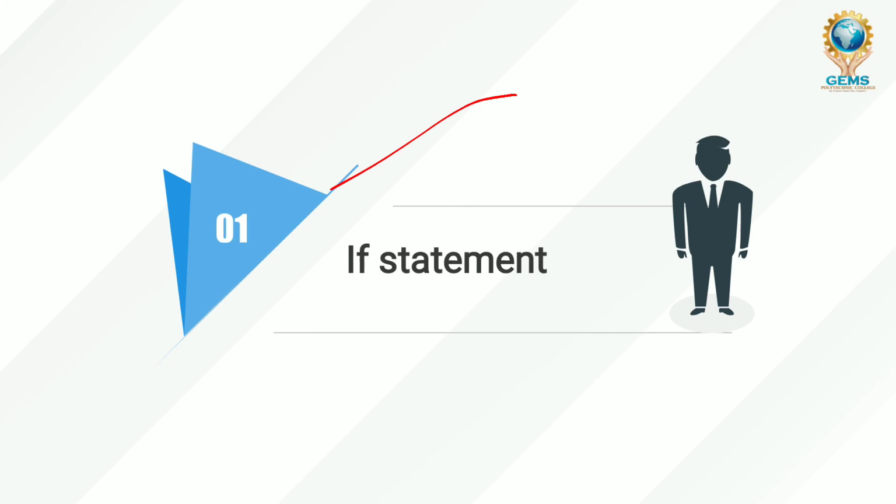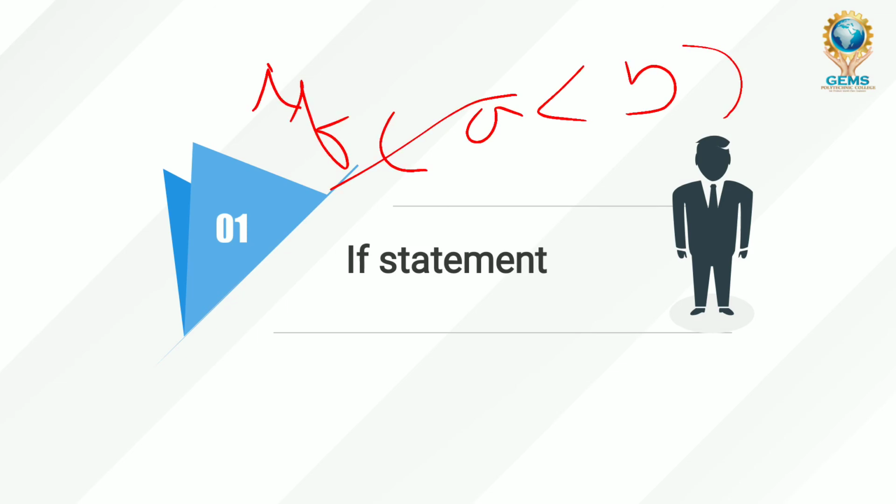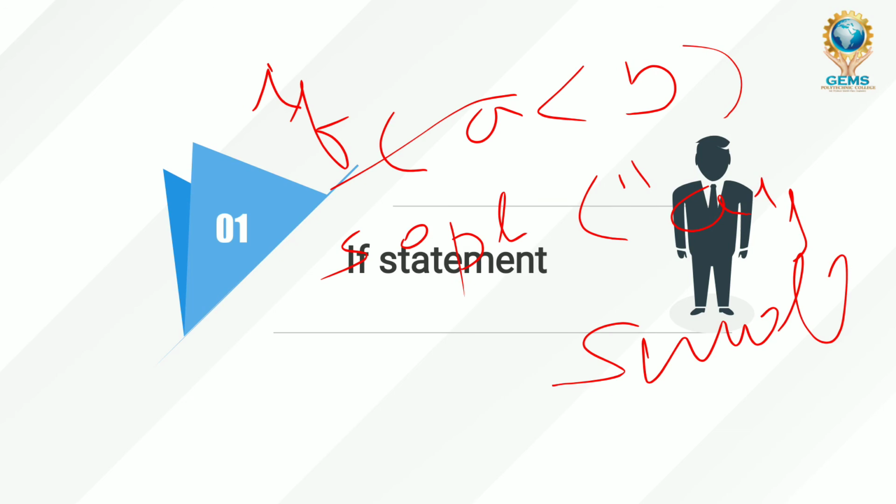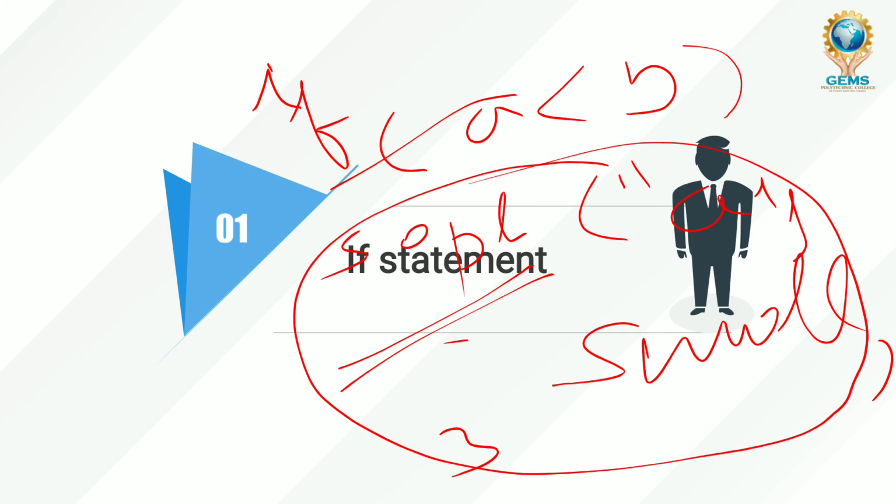Look here, I want to give one example. If A less than B, System.out.println A is small number. The statement is over. If really A is less than B, then this statement will execute. If A is not less than B, it will skip this statement. Control will skip this statement. That is the if statement.